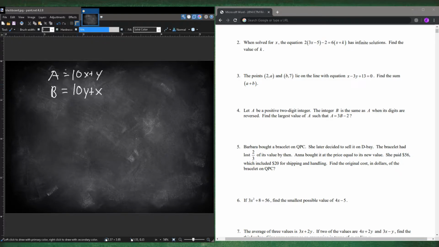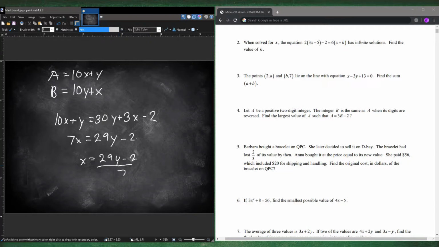Okay, so that means we'll plug into our equation. So 10x plus y is equal to 3 times b, which is 30y plus 3x minus 2. So that means 29y minus 2 is equal to 7x. That means x is equal to 29y minus 2 divided by 7. And all you have to do now is put it in your calculator and check when it works. So let's say y is equal to 1, right? Because if you want the largest value of a, that means you want x to be bigger, because the tens digit is the larger value. So you want that to be bigger, that means y has to start the lowest.